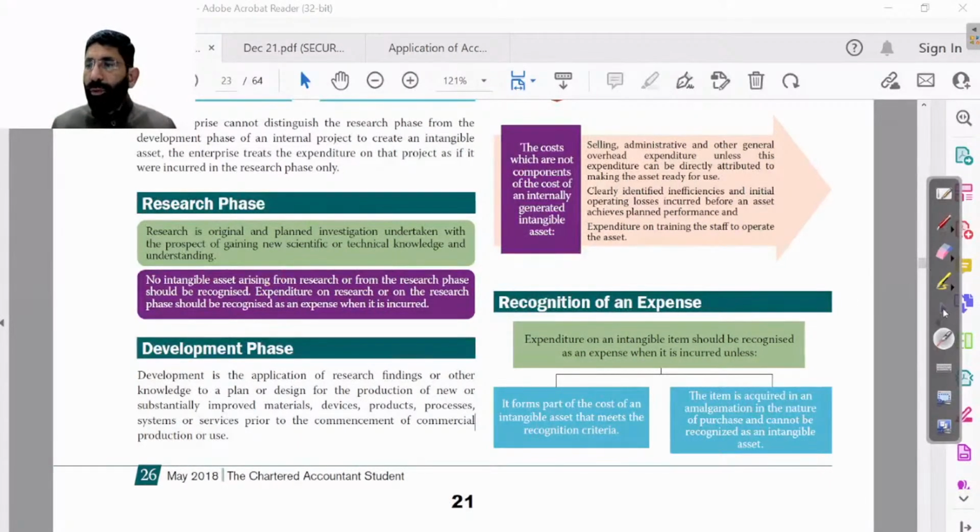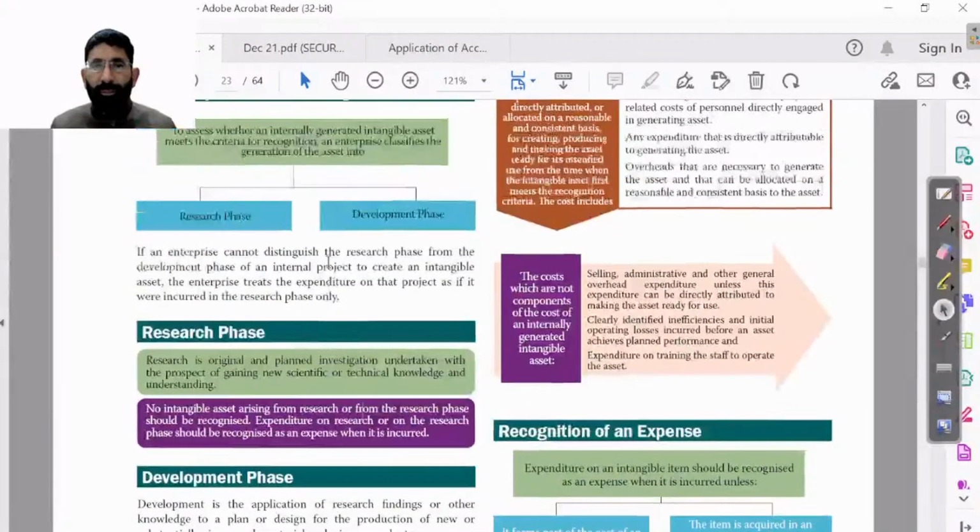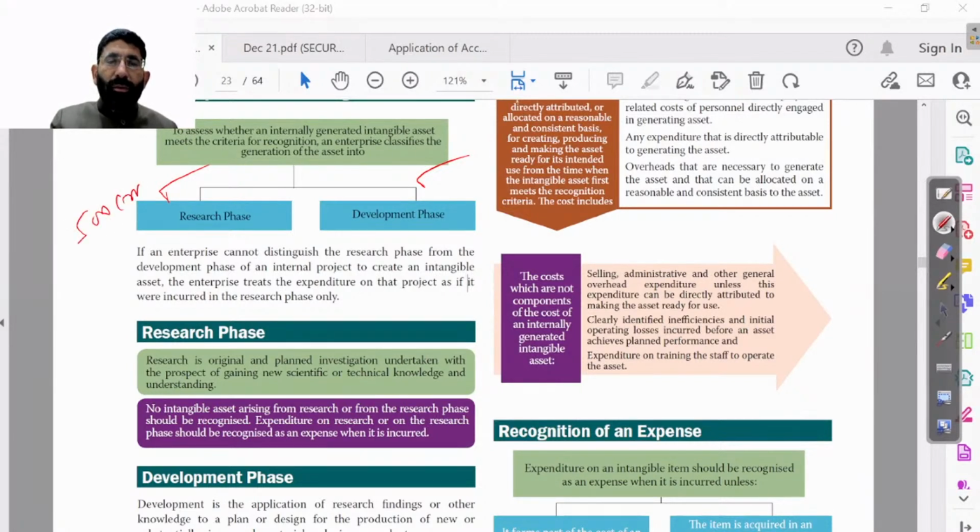What we have to do? If an enterprise cannot distinguish the research phase from the development phase of an internal project to create an intangible asset, the enterprise treats the expenditure on that project as if it has been incurred in the research phase. Now, a company is unable to identify how much expenses are incurred in the research phase and how much in the development phase. Company says, I have developed a product, and on that development I have incurred 500 crores in research phase and 300 crores in development phase.